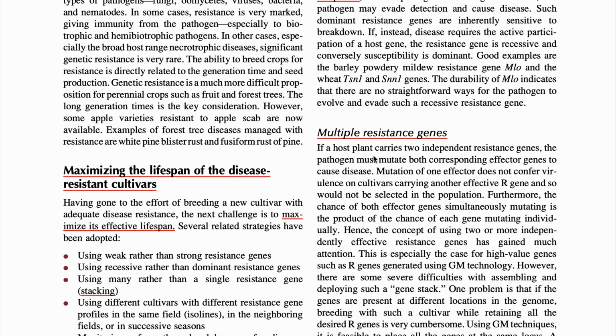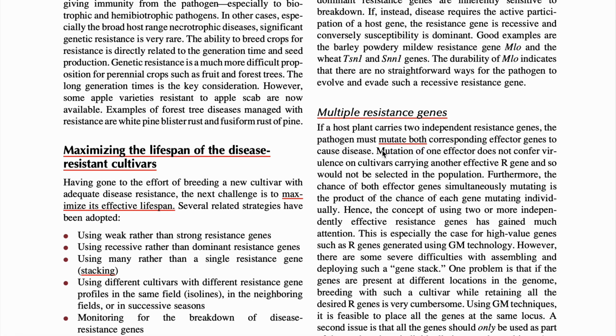If a host plant carries two independent resistance genes, the pathogen must mutate both. That's possible. They can mutate both corresponding effector genes to cause disease. Now, what will happen if there are many more? Mutation of one effector does not confer virulence on a cultivar carrying another effective R gene, and so would not be selected in the population. Furthermore, the chance of both effector genes simultaneously mutating is the product of the chance of each gene mutating individually. Hence, the concept of using two or more independently effective resistance genes has gained much attention.